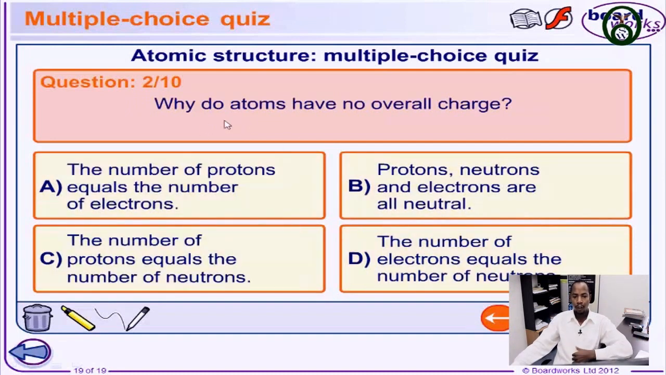Why do atoms have no average charge? Why do they not have average charge? Because the number of protons equals the number of electrons, right? Therefore, the atom is said to be electrically neutral.